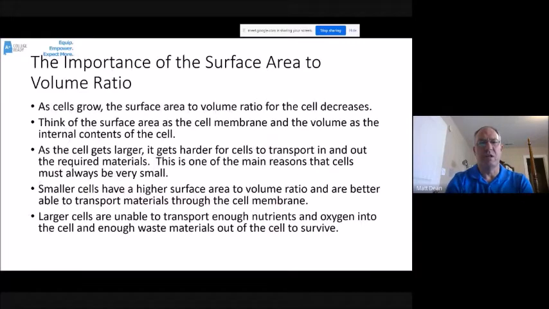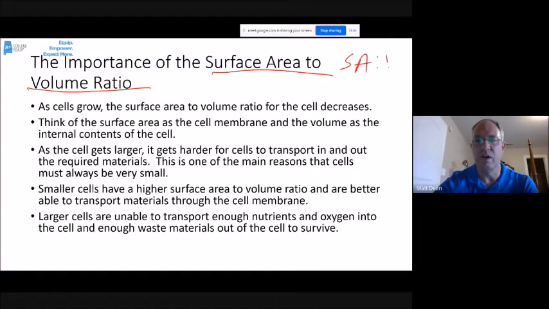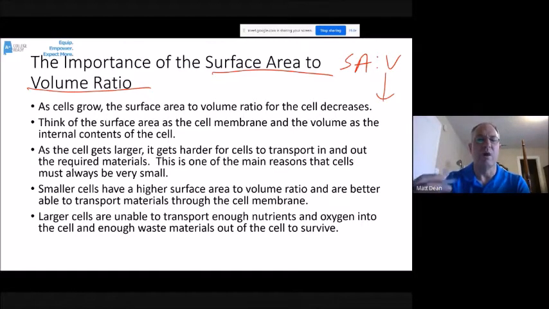All right, switching topics. Now we're going to talk about surface area to volume ratio. So as cells get bigger, the surface area to volume ratio for that cell goes down. So as cells get bigger, surface area to volume ratio decreases. I want you to think of the surface area like the cell membrane of the cell, the outside part, and the volume as the internal parts of the cell. So essentially what we're saying, as the cell gets bigger, the outside, the membrane, grows more slowly proportionally than the inside does.